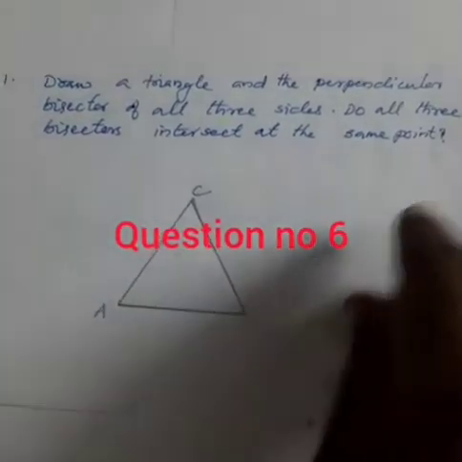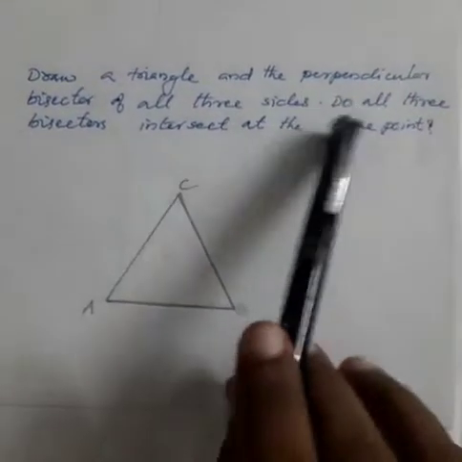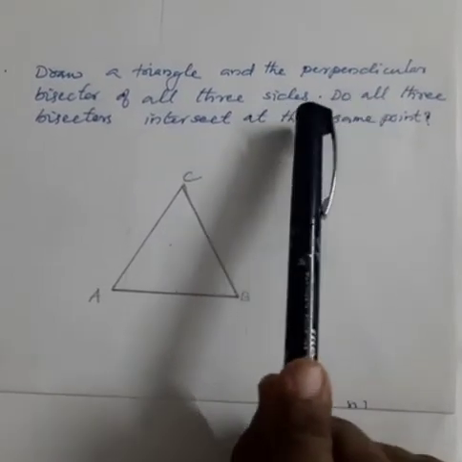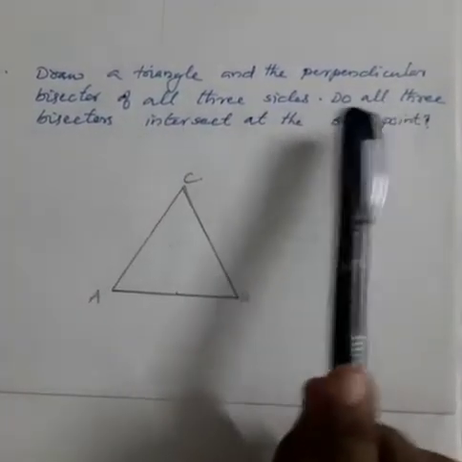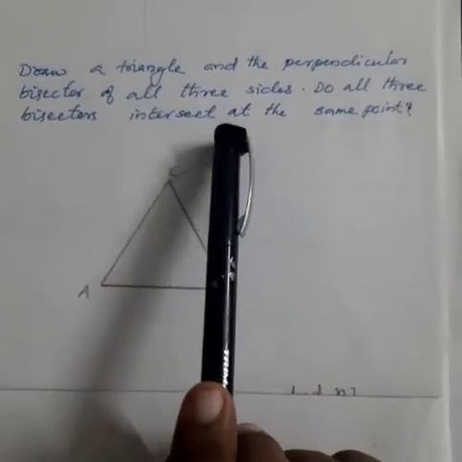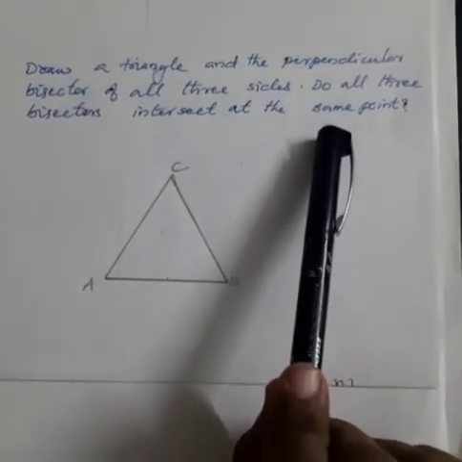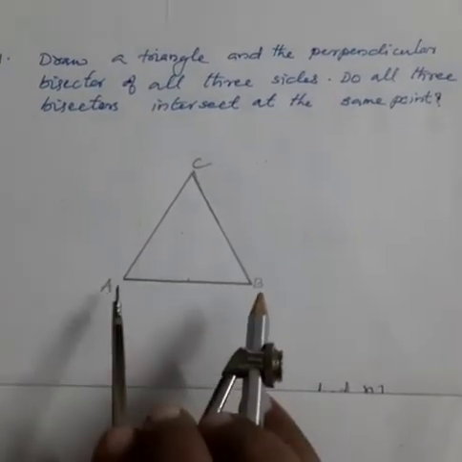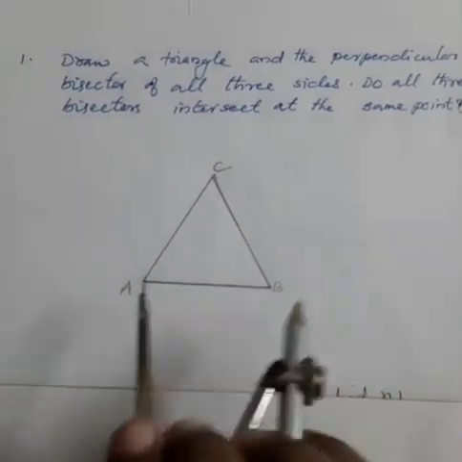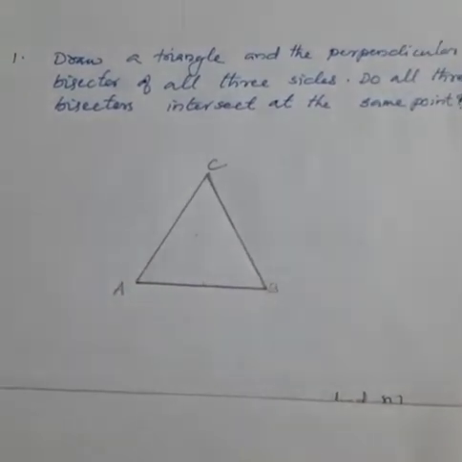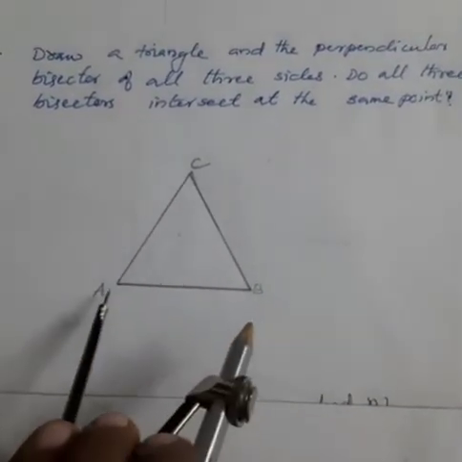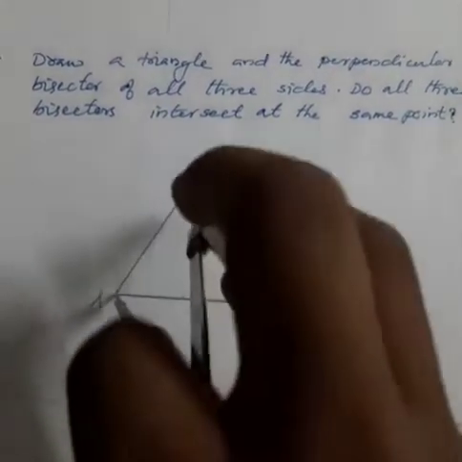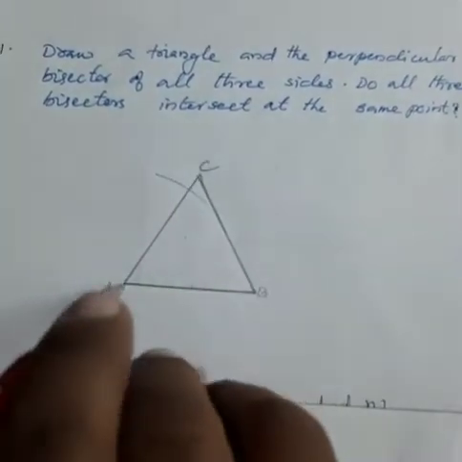Draw a triangle and the perpendicular bisector of all three sides. All three bisectors intersect at the same point. You have to draw a bisector for each side, AB, BC and AC also. So for this, first you take more than half of AB, then draw the arc.